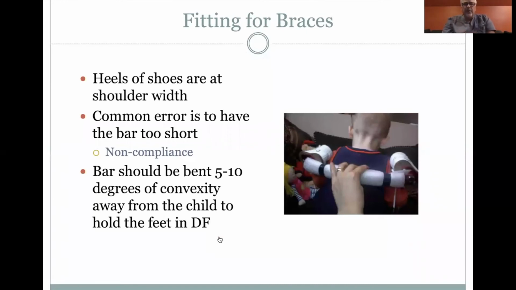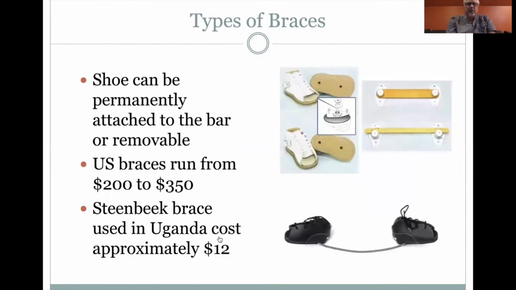It's really important when you're fitting the brace that you have the heels of the shoes at shoulder width. If they are too narrow, which is a common error, that's really uncomfortable for the kids, and they're going to cry and be miserable the whole night. That's a common problem that leads to non-compliance. The bar should also have a little bend in it, approximately 5 to 10 degrees of convexity away from the child, to help hold the feet in dorsiflexion to correct for the equinus and help prevent recurrence of the equinus deformity. The shoes can be permanently attached or removable. Most of the newer ones are removable.